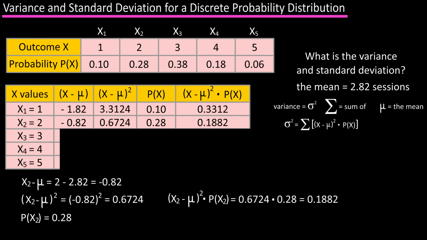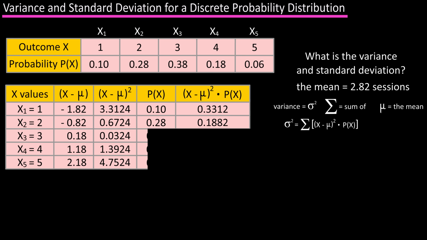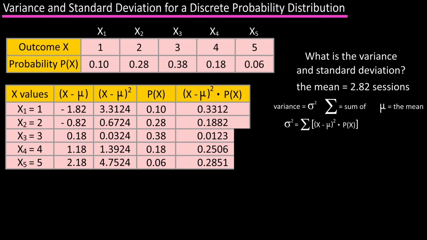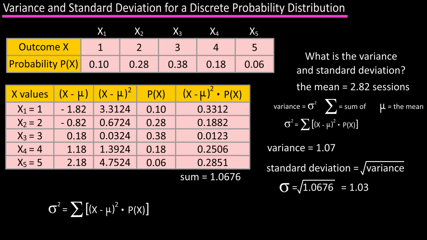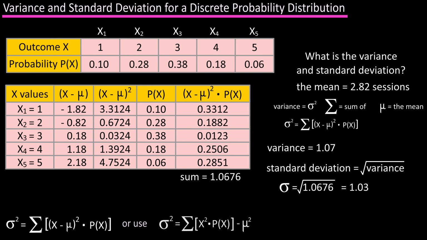And you would continue this process for the remaining x values, x3, x4, and x5, as you see in this completed table. Now we have what we need, so you just total up the last column, which equals 1.07 after rounding off, and that is the variance. And to find the standard deviation of the probability distribution, we simply take the square root of the variance, and that equals 1.03.